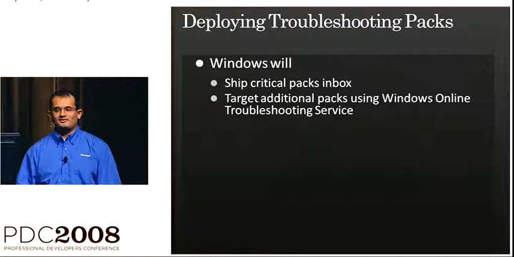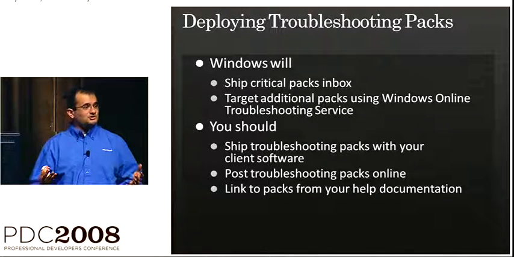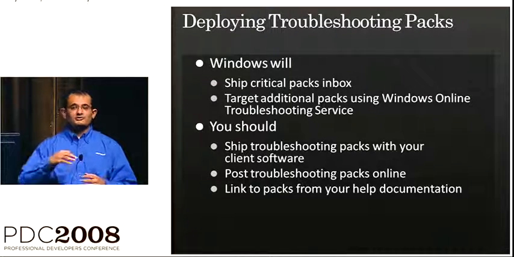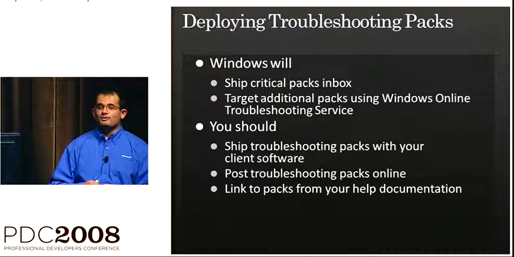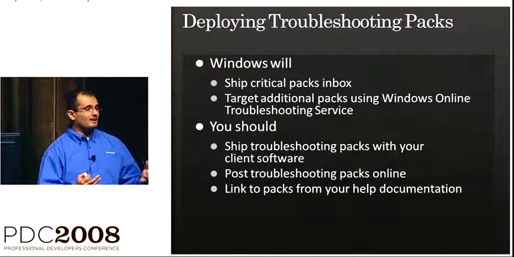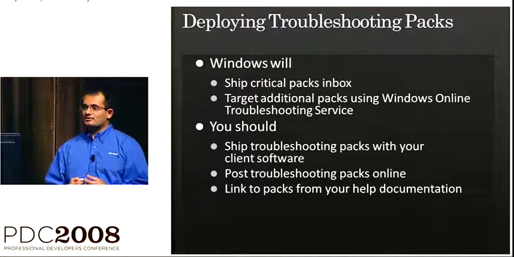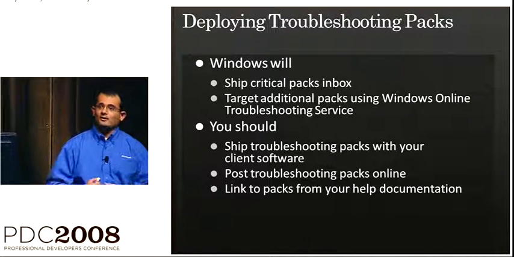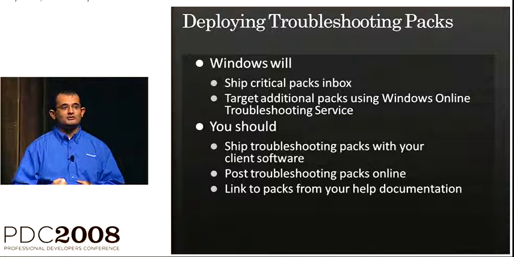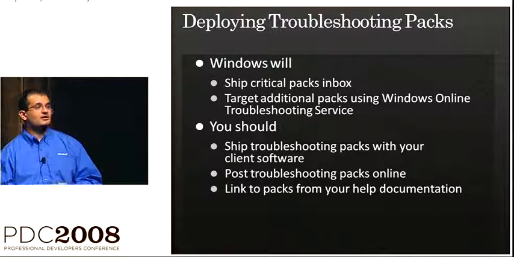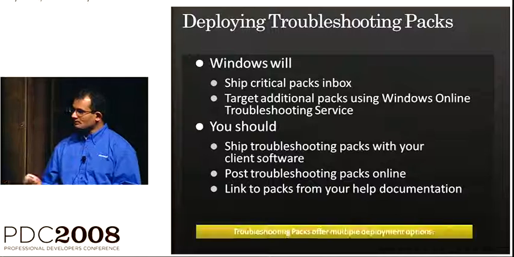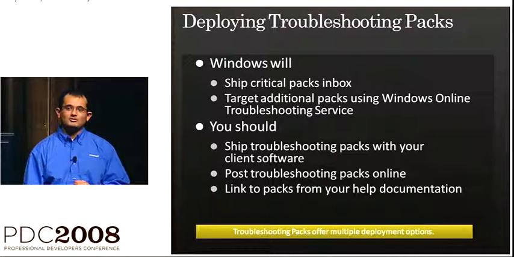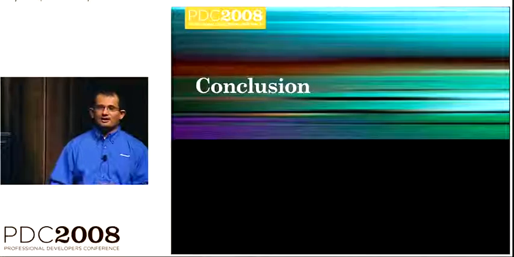Now, how can you leverage this platform? Well, I mentioned it's basically just a file. And so you can ship this file with your application and simply have a launch point in your UI to allow the user to run that troubleshooting pack. You can post this online. If you have an online help topic or website, you simply put a link there, just as we're doing internally, and have a user launch that troubleshooting pack. And of course, your help documentation. Windows will have links to certain troubleshooting packs from its own help documentation when Windows 7 ships, and you can do that as well. The key thing here is that there are multiple deployment options available to you to actually use and deploy these troubleshooting packs. So with that, I will hand it back off to Kevin.